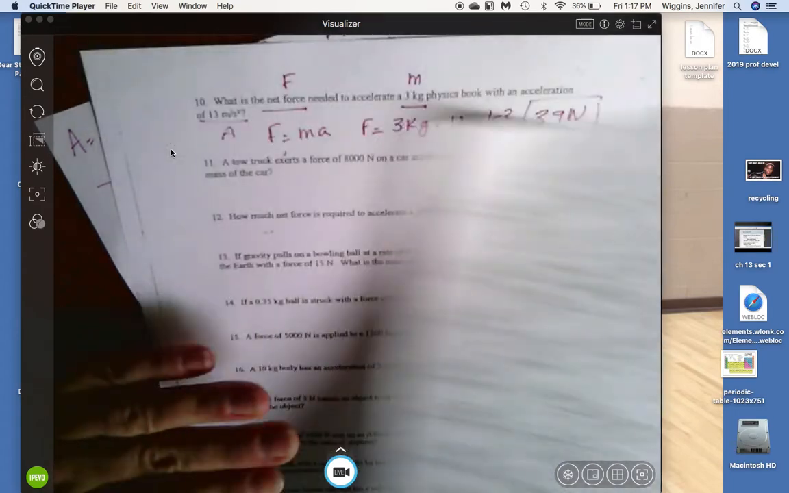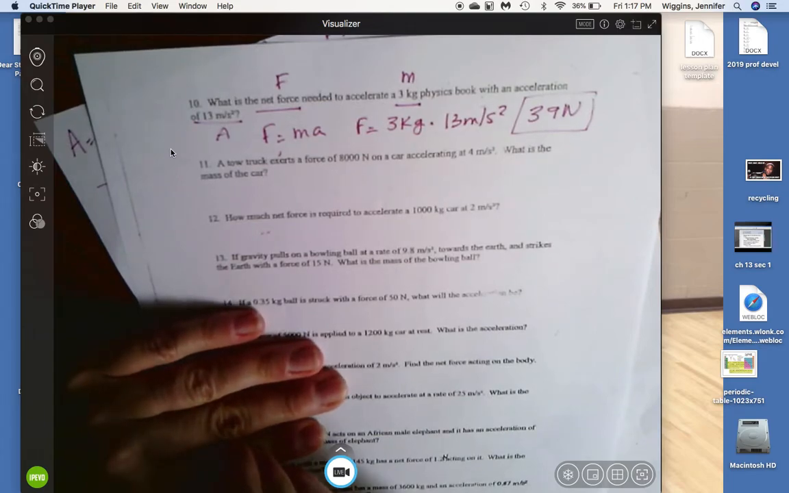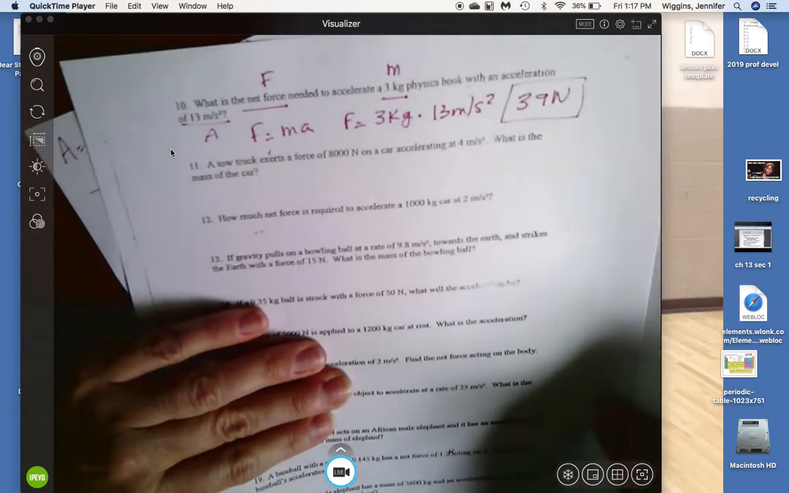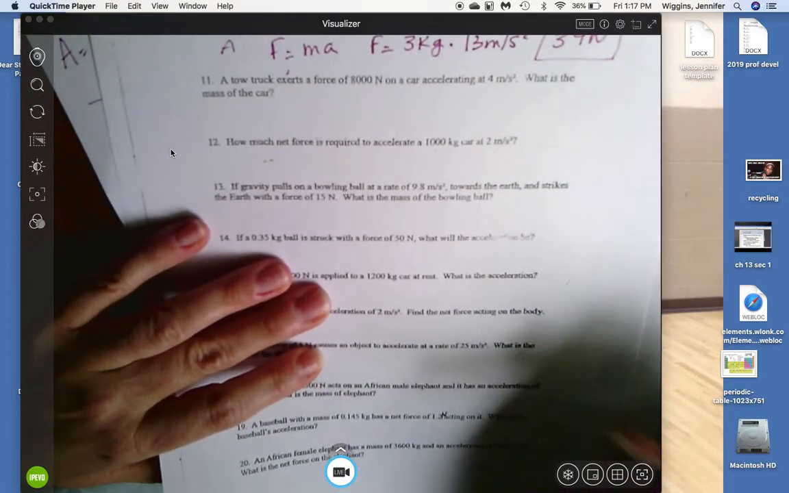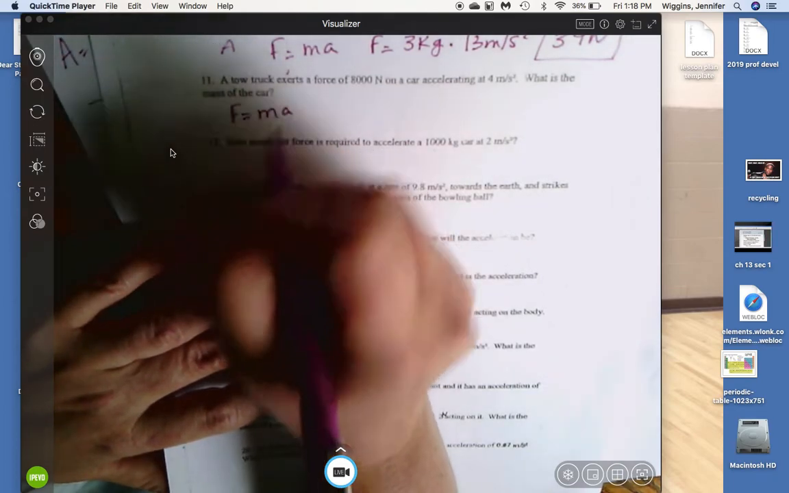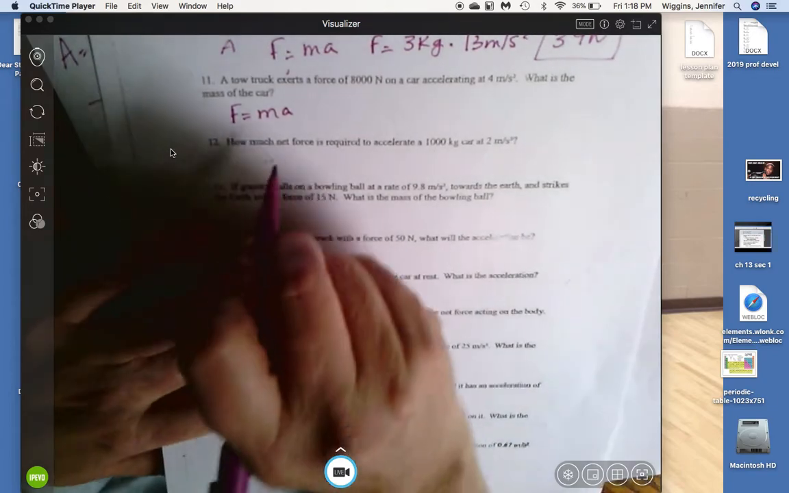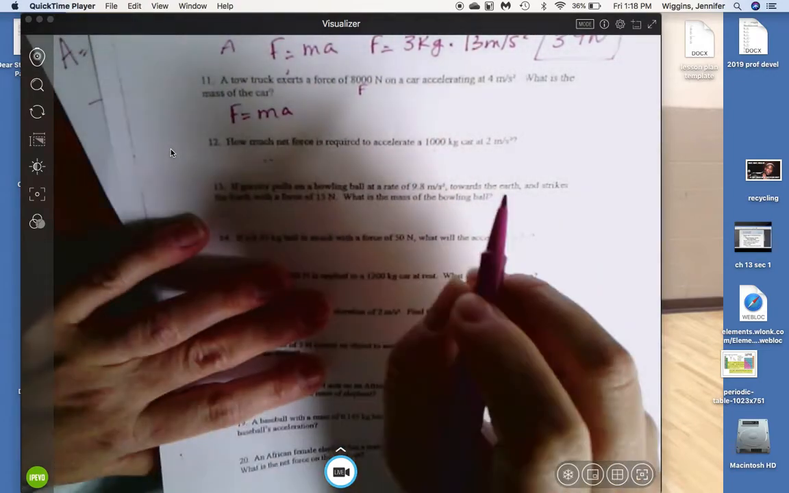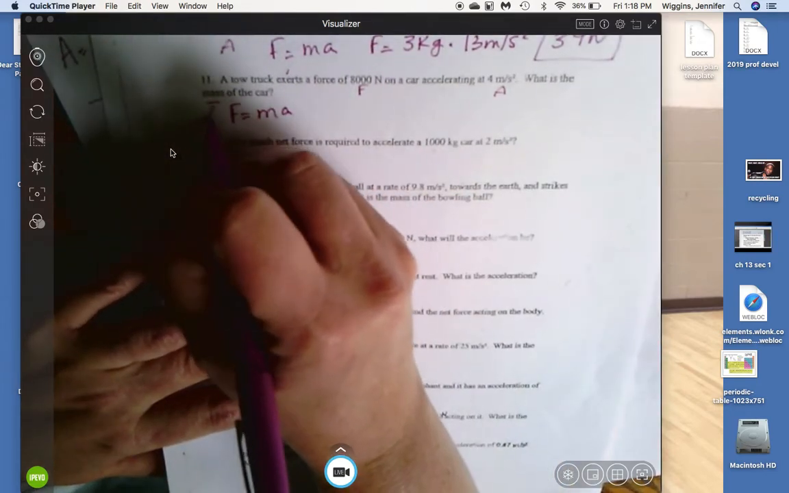All right, number 11. It says a tow truck exerts a force of 8,000 newtons on a car accelerating at 4 meters per second squared. What is the mass of the car? I'm sorry, that's kind of fuzzy. So I'm going to use my force formula again. You can use anything, but I'm going to show you that this one is easier for me, math-wise. My force is my newtons, and this is my acceleration, meters per second squared, and I'm looking for mass.